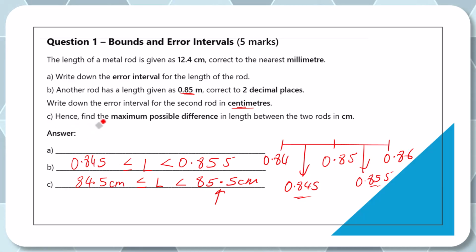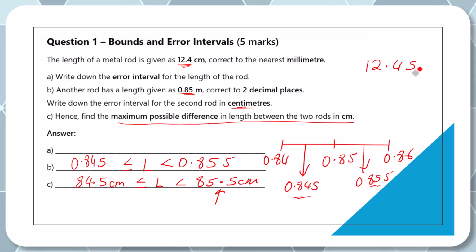Now question 6 has: find the maximum possible difference in length between the two rods in centimeters. The longest possible that this one was, if I remember, it was 12.45, we said, isn't it? Centimeters. Now, this is the longest possible. Now, we're going to subtract the shortest that this can be. But we have to be careful here. Which one is longer? Which one is shorter? The longer one is not this, because this is 0.85 meters, which means that we're going to be doing this, take away the other one.